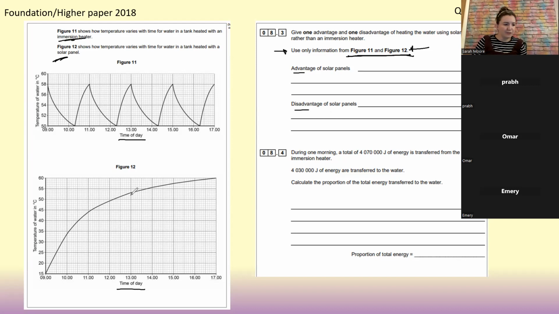Well, the advantage of the solar panels: we can see that water is heated continuously throughout the day. We don't have these reductions in temperature like we do with the immersion heater, where the water temperature keeps dipping throughout the day. We don't have that with the solar panel. So the solar panel is a good thing in that the water is heated continuously throughout the day.